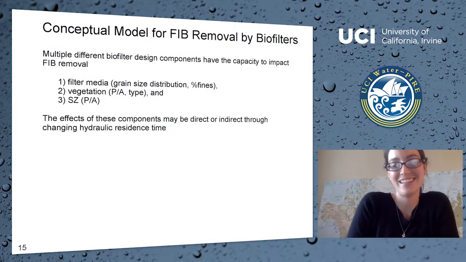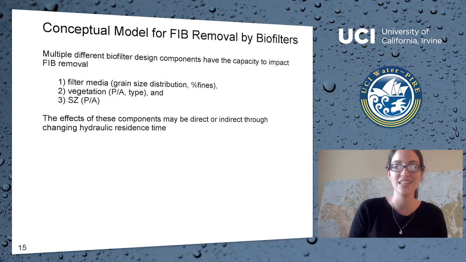So, hello everyone. I'm Megan Rippy, and I'm a postdoctoral researcher at the University of California, Irvine. And what I want to talk to you about today is really linking biofilter design to fecal indicator bacteria removal. So we're transitioning from nutrients to fecal indicators.